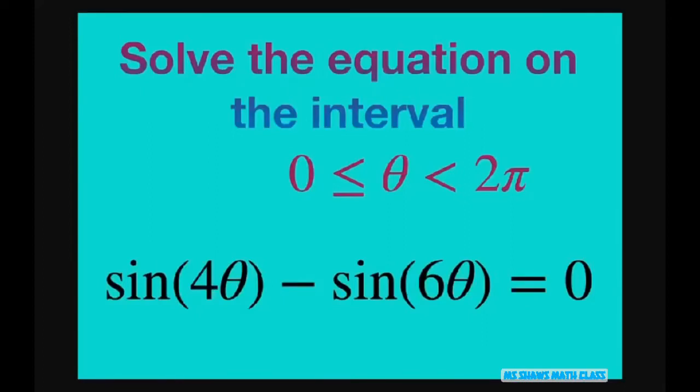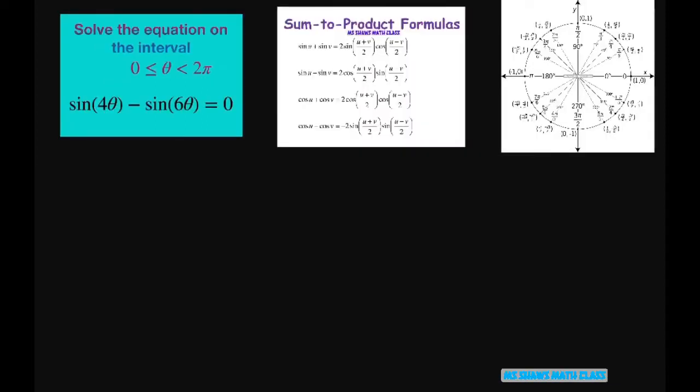Everyone, we're going to solve the equation sine 4 theta minus sine of 6 theta equals 0 on the interval 0 to 2 pi. So we'll get started. I want to use my sum to product formula here, and it has this form given here.